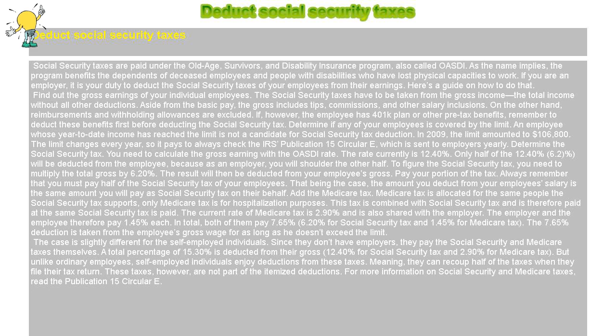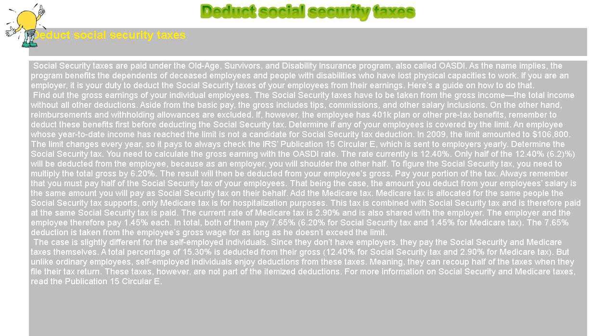Determine if any of your employees is covered by the limit. An employee whose year-to-date income has reached the limit is not a candidate for Social Security tax deduction. In 2009, the limit amounted to $106,800. The limit changes every year, so it pays to always check the IRS Publication 15 Circular E, which is sent to employers yearly.